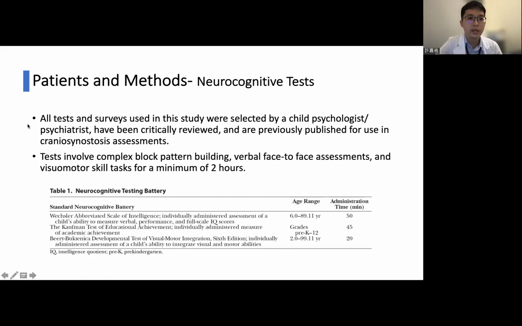All of these tests and surveys used in this study were selected by a child psychologist or a psychiatrist. And these tests were previously published for use in cranial synostosis assessments. The tests involved complex block pattern building, verbal face-to-face assessment, and visual motor skill tasks. And these tests took a minimum of 2 hours.